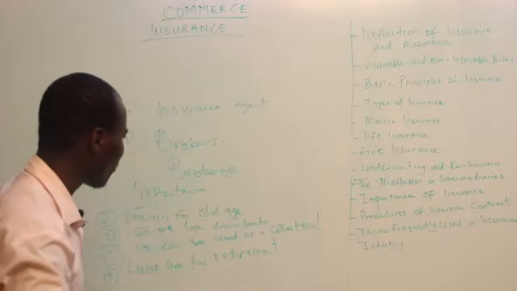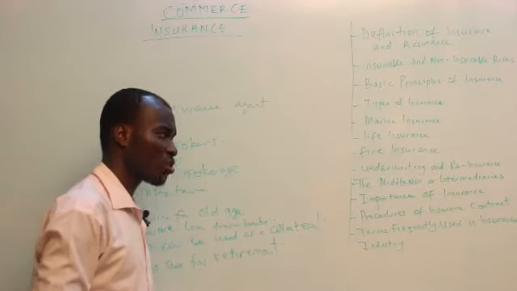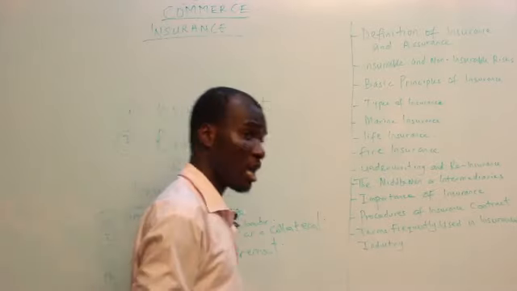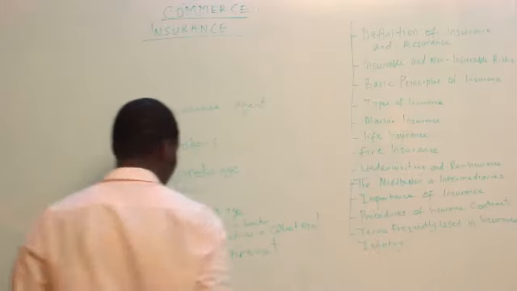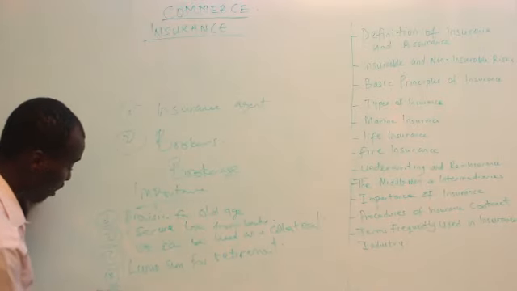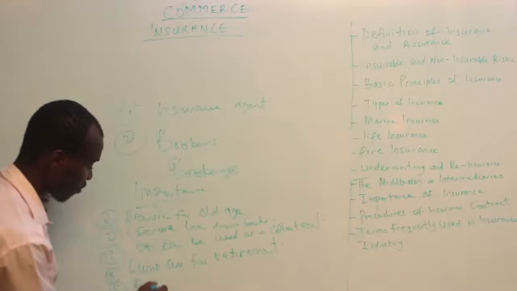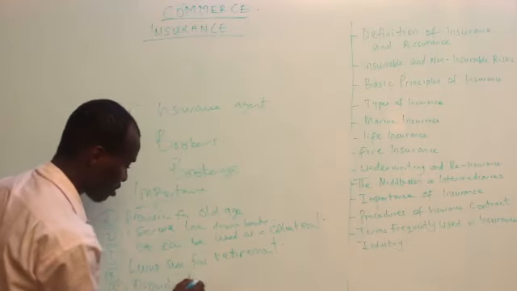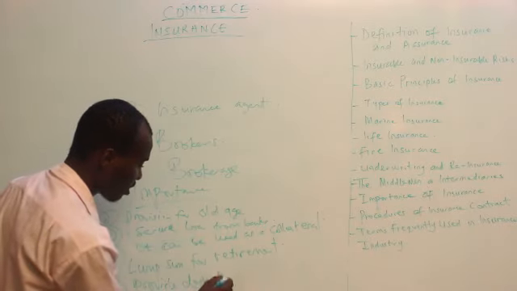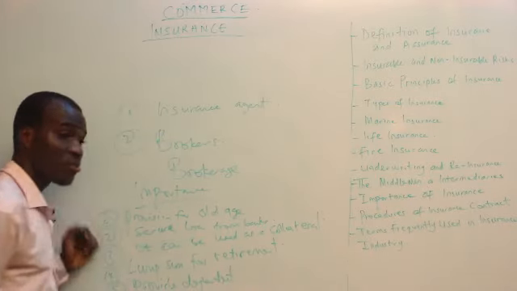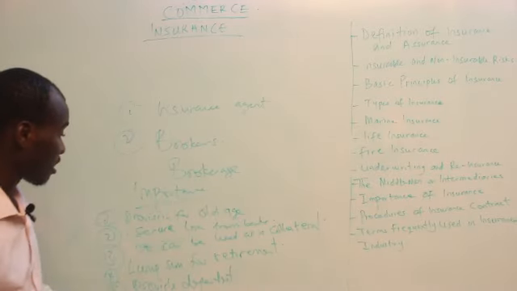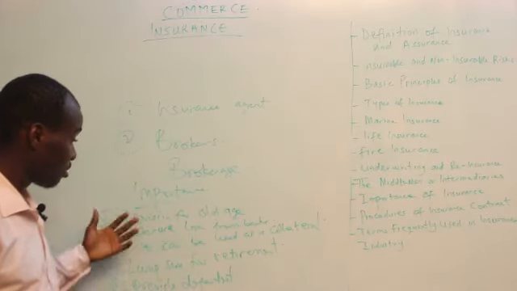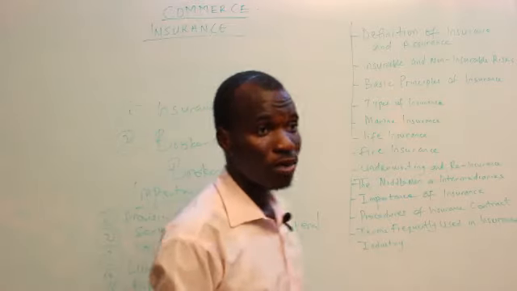So we have a lot of importance of insurance. This is the major one I'm going to look at. It enables the person to provide for old age. Also, it enables the person taking the insurance policy to provide for dependents. So you can easily provide for the dependents, like the young ones and children and the rest of the family. So these are the importance of insurance.